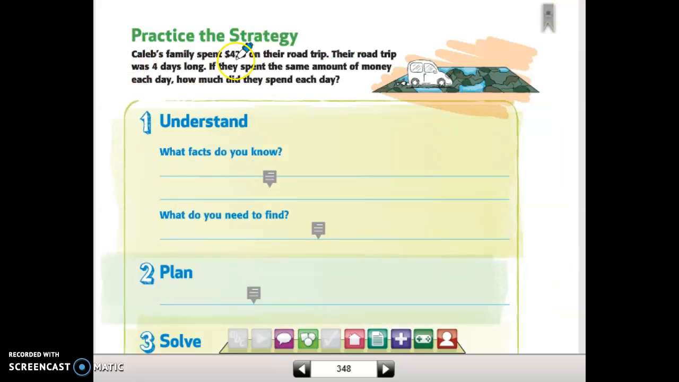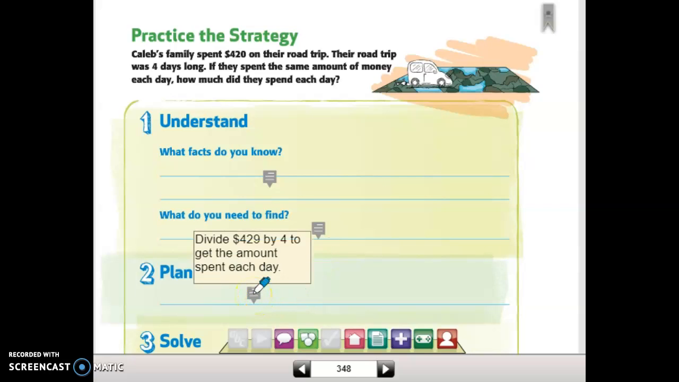Now we're into the second example. Caleb's family spent $420 on their road trip. Their road trip was 4 days long. If they spent the same amount of money each day, how much did they spend each day? What do we already know? We know Caleb spent $420 divided between 4 days. What do we need to find? How much was spent on each day?